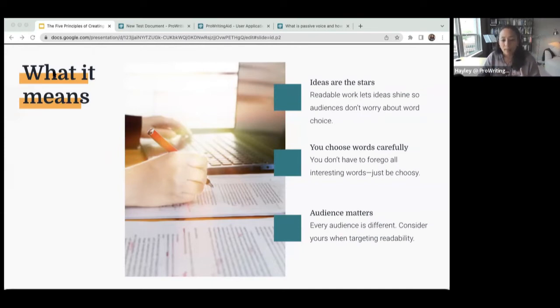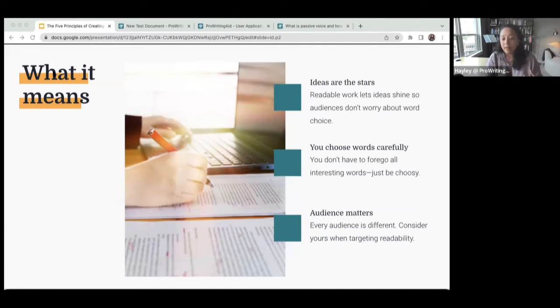The second thing that readable work means is that you've chosen your words carefully. Now, you do not have to forego all interesting words. You can go to the word explorer, you can pick out engaging words, but you should make sure that you are choosy about the words that you decide to make more complicated. If you make every single word more complicated, your readability is just going to be too difficult and audiences are going to get frustrated. But if you want to use a specific word to state something specific about a character, or just make your sentence more interesting, or choose a domain-specific word that will add to your ambiance, all of that is fine. Just make sure you're choosing the words that are a little bit more complicated or a little bit more rare carefully.